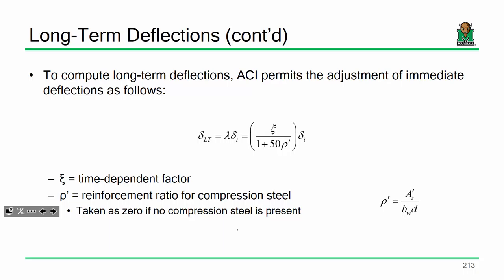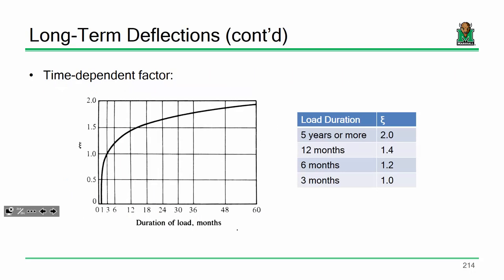The general form of the modifier that we use is we take our immediate deflections, whatever we're looking at, and we multiply it by the following quantity in parentheses. It's a function of however much reinforcement we have for compression steel, A_s' over bd, and then our time-dependent factor, which is just, as time increases, the long-term deflections also increase. So anything that's less than 3 months, we'll say time factor 1; if it's load sustained for 6 months, we'll say it's about 1.2; 12 months, about 1.4; and anything 5 years or more, we'll say is 2.0.